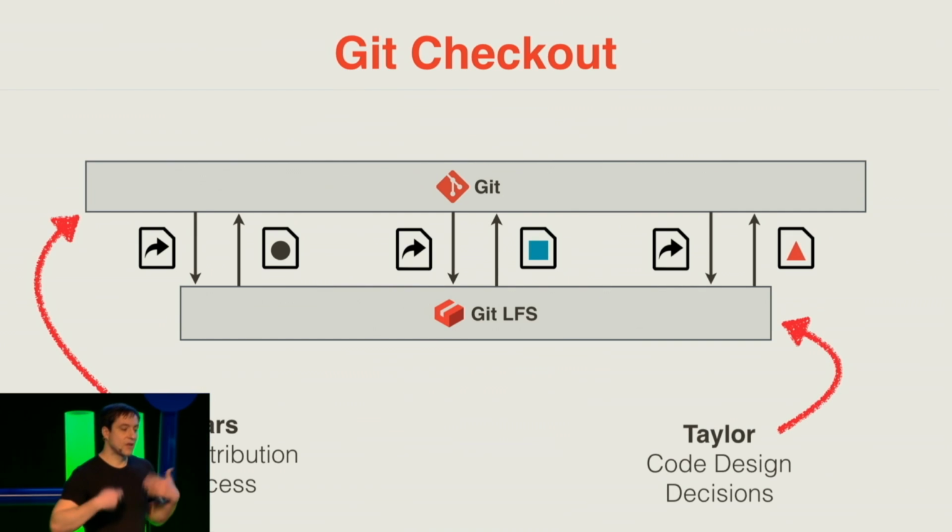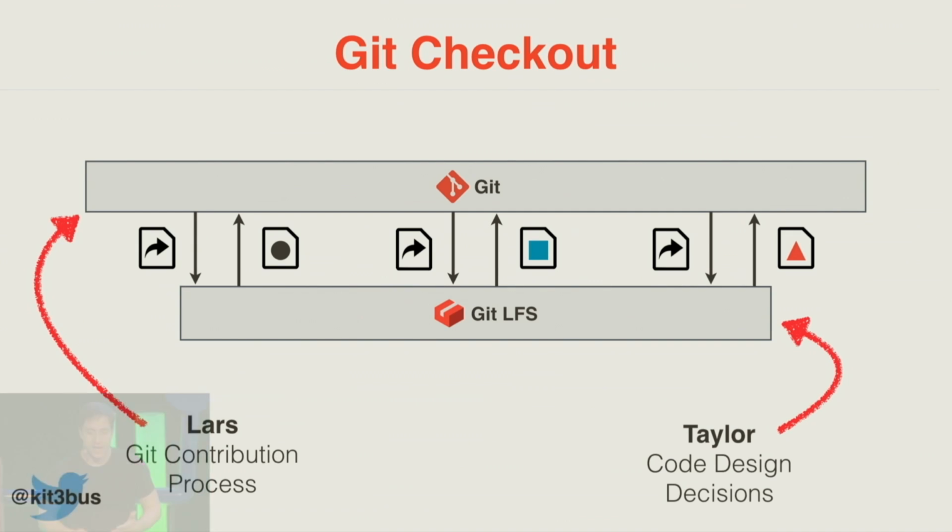All right, in the remainder of this talk, I will focus on the Git contribution process. I made some changes. I implemented the protocol in Git. That was interesting. But what was even more interesting is really the contribution process in Git, because that differs a little bit from the contribution process that you know from most other open source projects. And afterwards, Taylor will talk about some design decisions that he made while implementing the protocol in Git LFS.